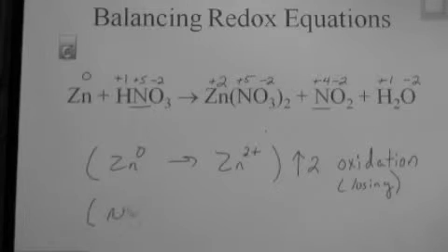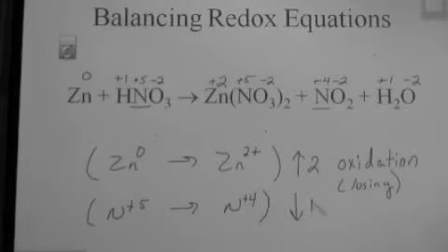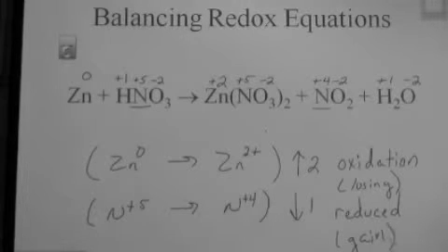So we've got our nitrogen with a +5, and it's going down to nitrogen in a +4, and obviously that is going down by 1. And we say here that this substance has been reduced. Or if you will, we can say that this substance is going to be gaining electrons, because you can't have one without the other. If you have one thing losing simultaneously, you have to have something else gaining.